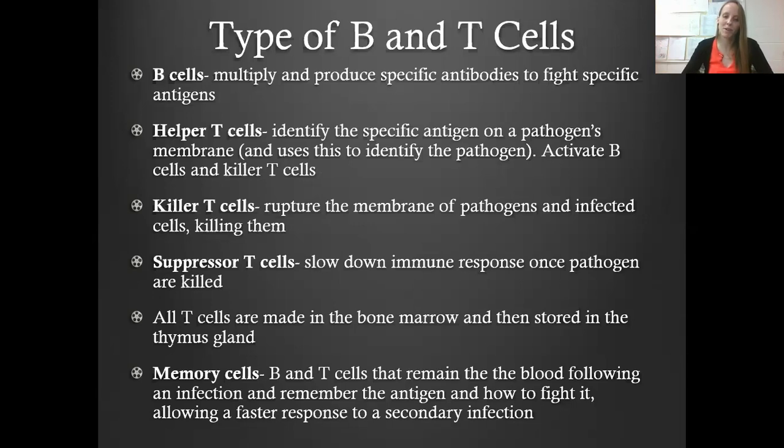You also have memory cells, which are essentially lymphocytes, B and T cells, that float around in your blood, and they remember the antigen, they remember the antibody that you use to fight it, and all of the other things you use to fight it. And so if that pathogen infects you again, those memory cells remember exactly who that pathogen is, how to fight it off best, and it can respond to that secondary infection much, much faster, much, much stronger.